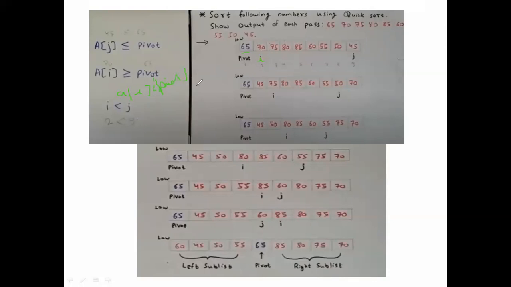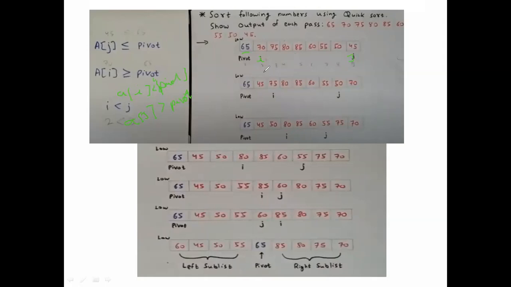Then check the j value. If A of j is greater than pivot, you can decrement j by 1. Otherwise, you can stop. A of j value is 45, which is less than the pivot, so the condition is false. You can put j here only. Then check the indexes of i and j.